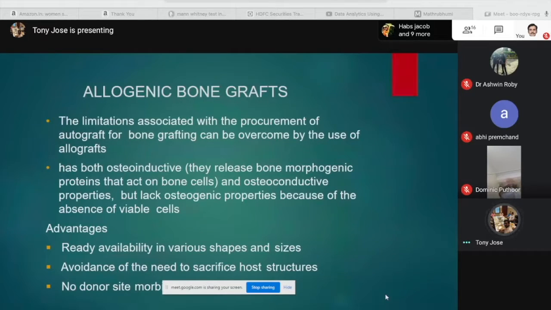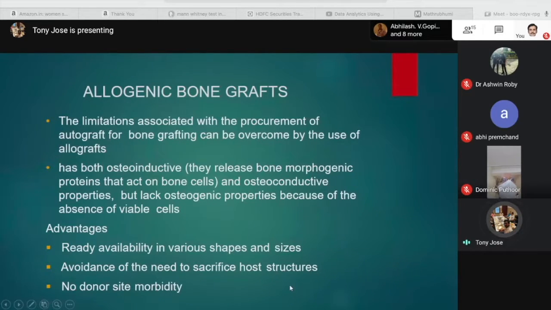Allogenic bone graft. The limitations associated with the procurement of autograft for bone grafting can be overcome by the use of allograft. The allograft has both osteoinductive properties, that is, they release the bone morphogenic protein that acts on the cells, and osteoconductive properties, but lacks osteogenic properties because of the absence of viable cells. The advantages of allogenic bone grafts are ready availability in various shapes and sizes, avoidance of the need to sacrifice host structure, and no donor site morbidity.